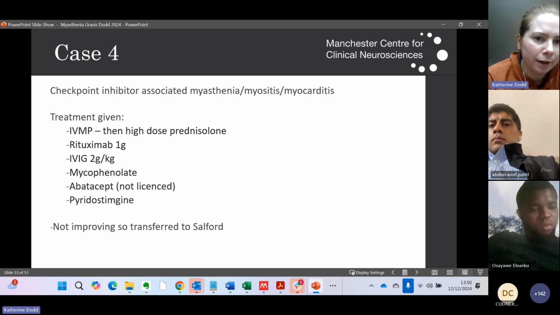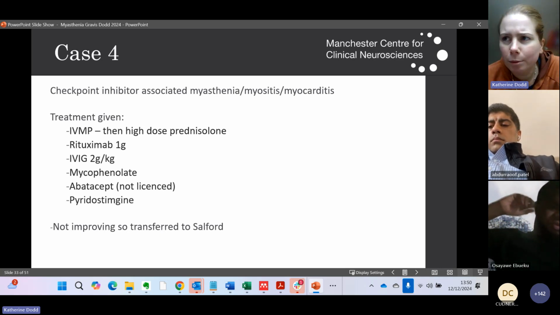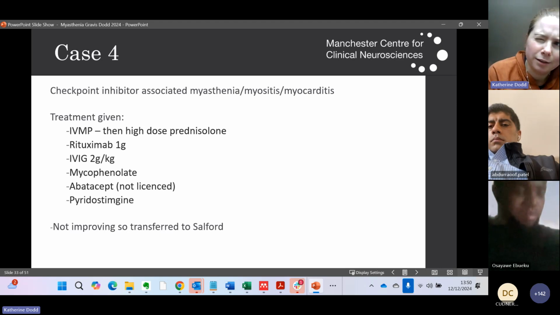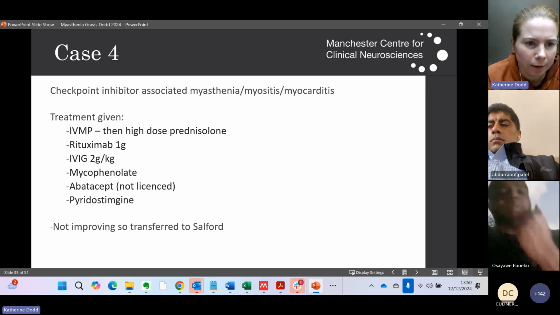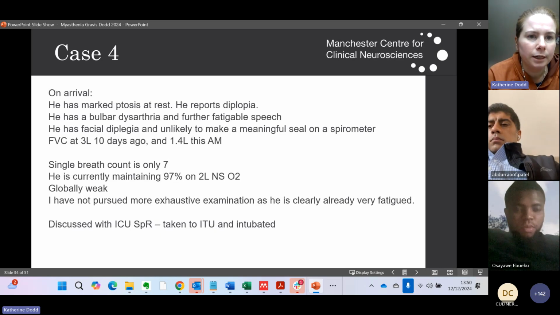And this guy, he was given IVMP and then high-dose steroids, rituximab, IVIG, 2 grams per kilogram, mycophenolate, abatacept, which is an anti-CTLA-4, because one of his checkpoint inhibitors was targeting CTLA-4, so they thought they might as well try it. Pyridostigmine, this was all at the Christie, but he wasn't getting better, so he came over to Salford.